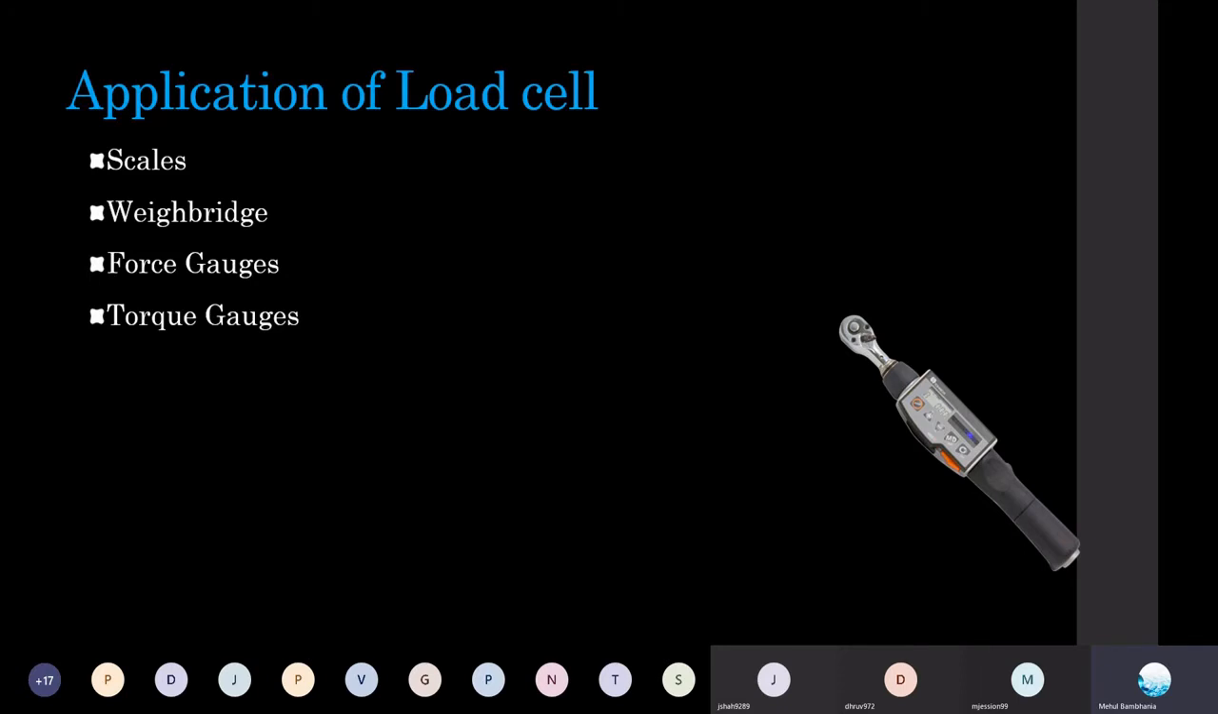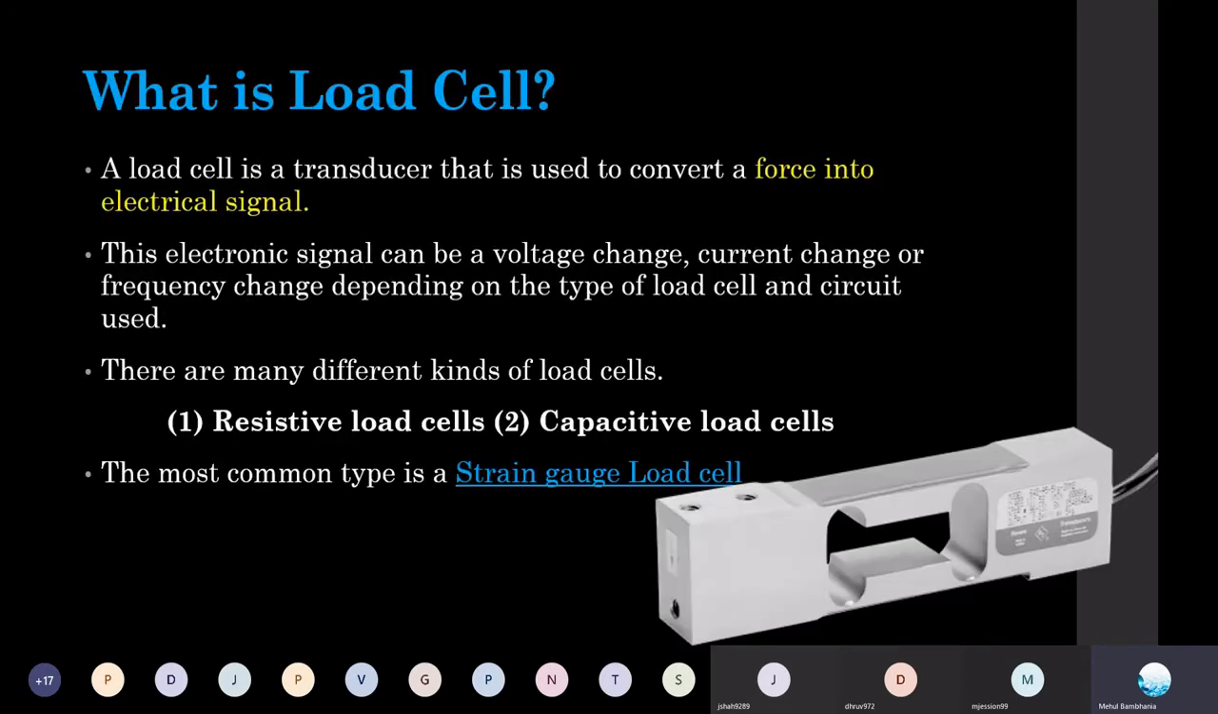Basically, this load cell is a simple sensor or transducer which will convert the total force or load applied into an electric signal. That electrical signal might be in the form of voltage change, or current change, or frequency change. It depends on the type of load cell.